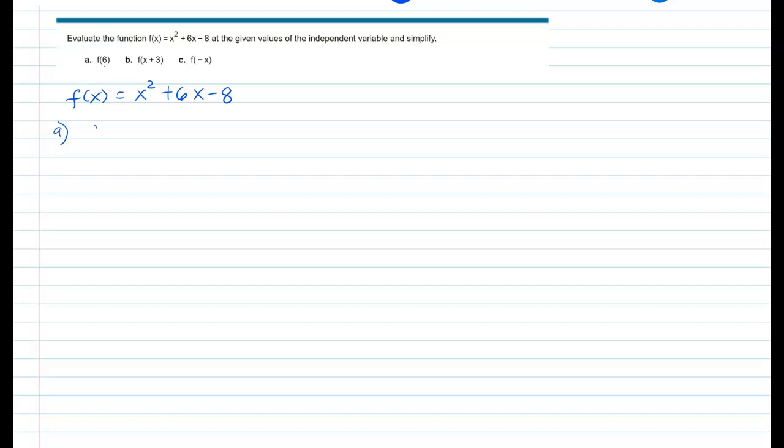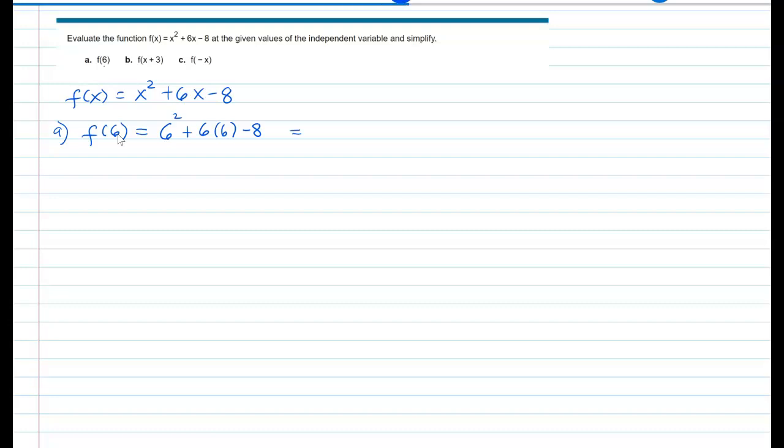Now, if we are asked to find f of 6, that means we are going to replace the variable x here by the number here. So we're going to replace x by 6. So we have 6 squared plus 6 times 6 minus 8. And then you simplify. 6 squared is 36 plus 6 times 6 is also 36. So 36 plus 36 is 72 minus 8 is equal to 64.